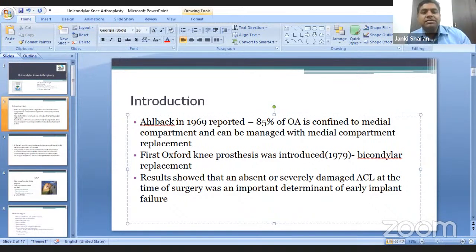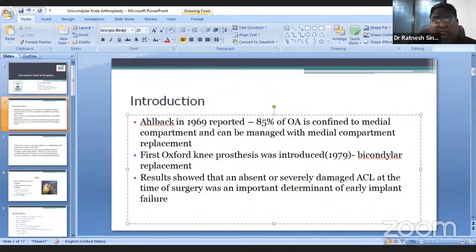Excuse me, sir. The slide is not changing. So can you just try it once more? Which slide is there? Sir, introduction.